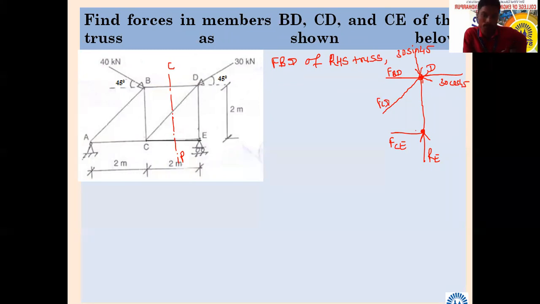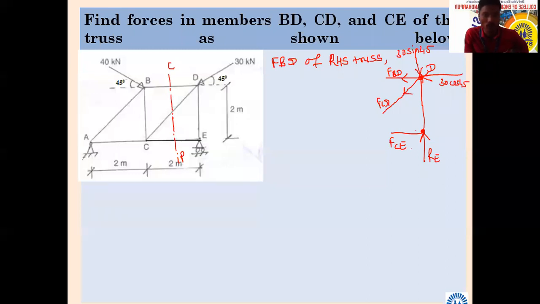Are you with me? Tell me the directions. How should I assume the forces in the FBD? Compressive or tensile? Tensile. Tensile means away from the point. Okay, I will assume away from the point. How should I assume this FCD force? Tensile. Okay, I will assume tensile.